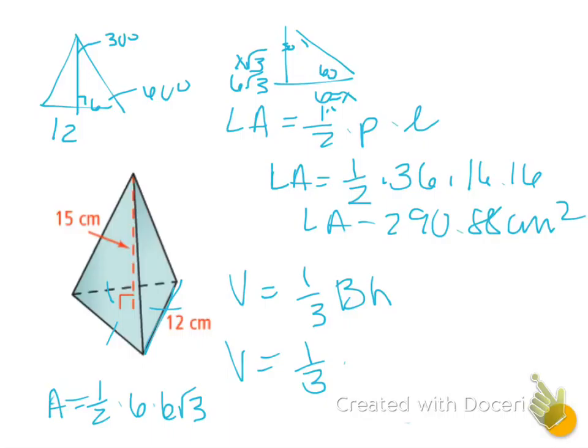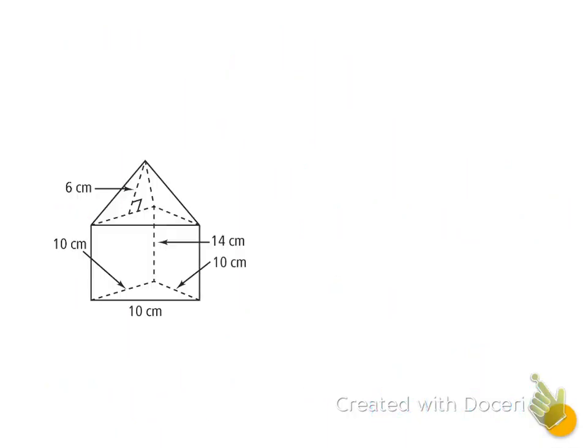So the area of that base is 31.18 times the height of the entire thing, which is 15. So 1/3 times 31.18 times 15. So my volume would be 155.9 centimeters cubed there. We'll go more in detail with that next time.